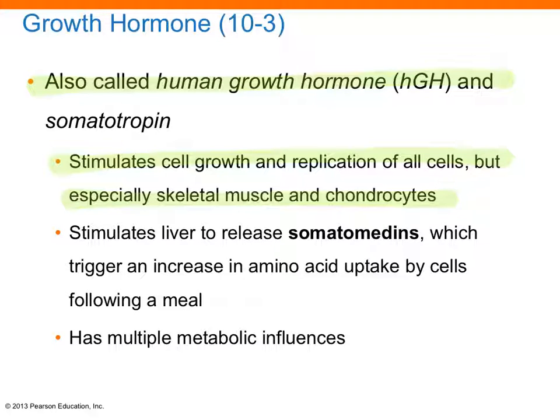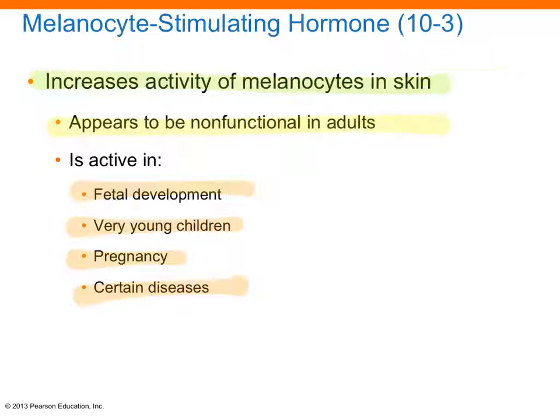Growth hormone is very important. It's also called human growth hormone or HGH, and it has another name called somatotropin. It stimulates cell growth and replication of all cells, but especially skeletal muscle and chondrocytes. It stimulates the liver to release somatomedins, which trigger the increase in amino acid uptake by cells following a meal. It also has multiple metabolic effects and influences.